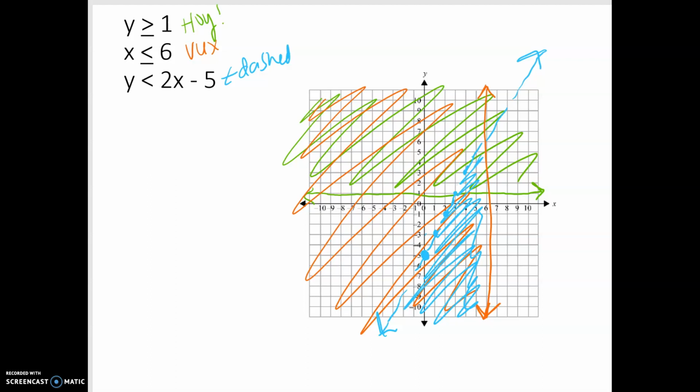Okay, so I want to know where all 3 of those would overlap. So I shaded above my green line, to the left of my orange line, and below my blue line. So again, I have something that looks kind of like a triangle. I'm going to shade in that, which contains all of my answers for my solutions.